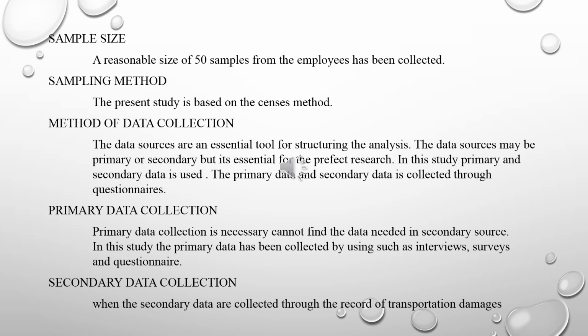Primary data collection. Primary data collection is necessary when we cannot find the data needed in a secondary source. In this study, the primary data has been collected using interviews, surveys and questionnaires. Secondary data collection. The secondary data are collected through the records of transportation damages.